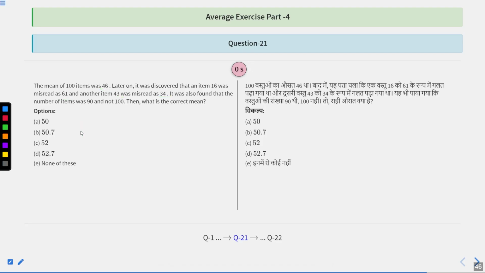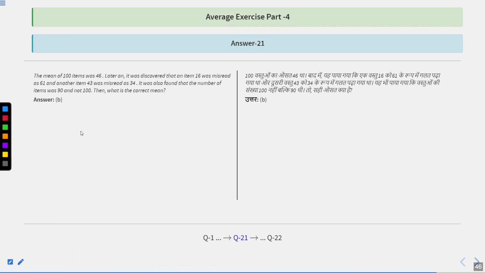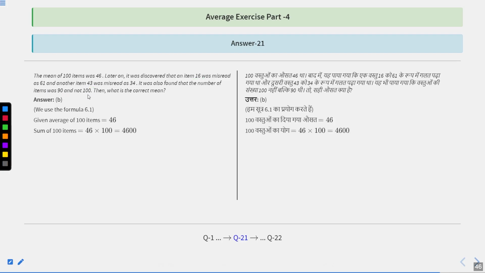Now time's up. Let's see the solution. The question says that the mean of 100 items was 46. Mean means average. So the average of 100 items was 46. Later it was discovered that 16 was misread as 61, 43 was misread as 34, and the total number of items was 90, not 100. So the given average is 46. So the sum of the 100 items will become 4600.